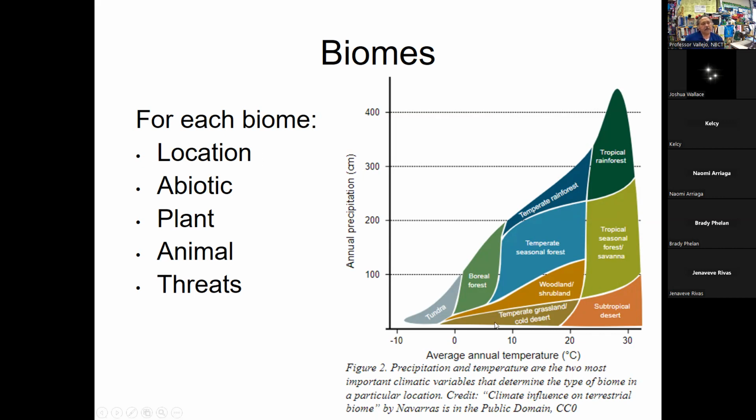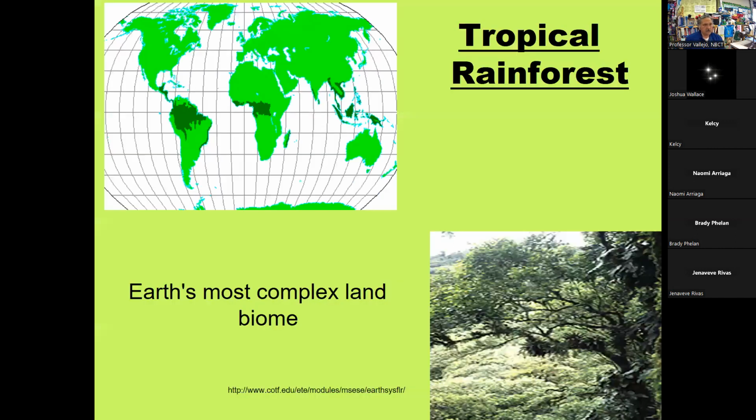So for each of these biomes, we're going to take a look at the location, the abiotic, non-living characteristics, and the larger biotic characteristics, the plants and animals, and then threats. So let's get started. All right, first the tropical rainforest.